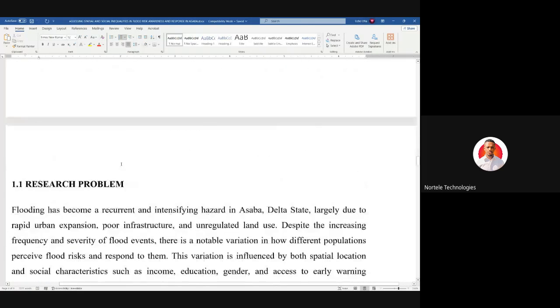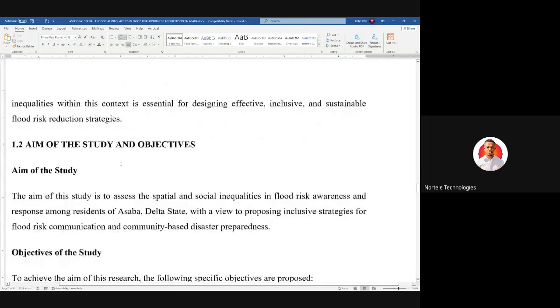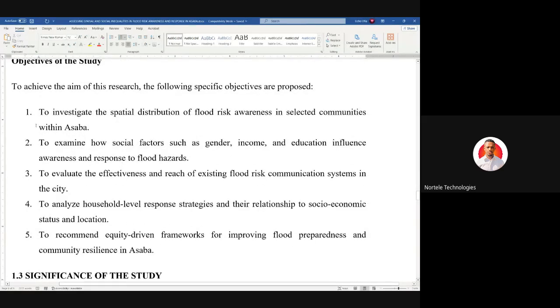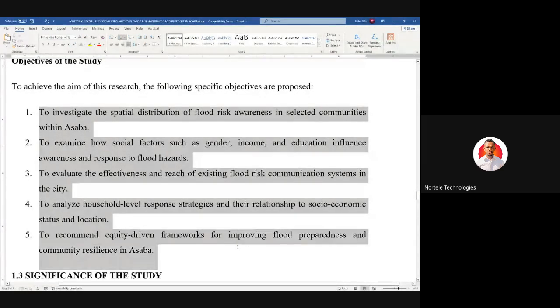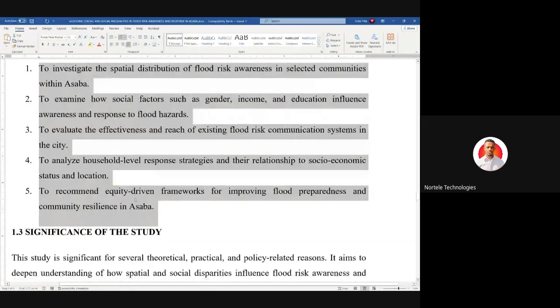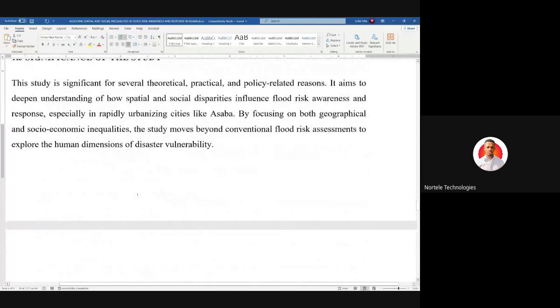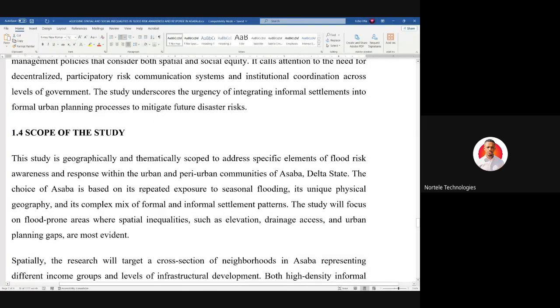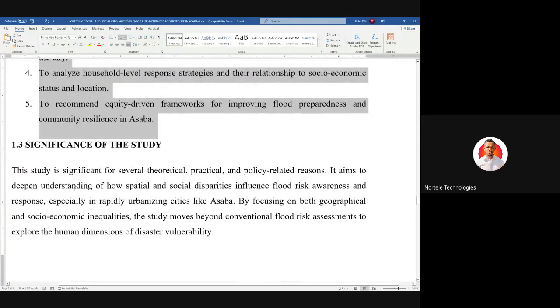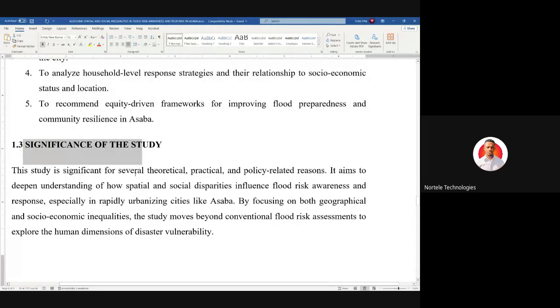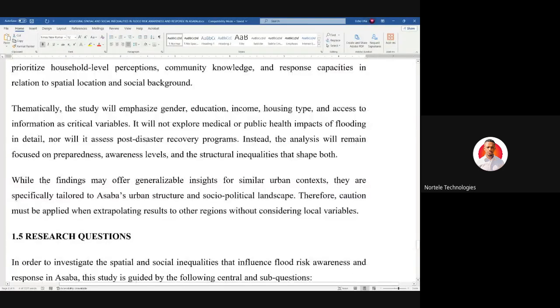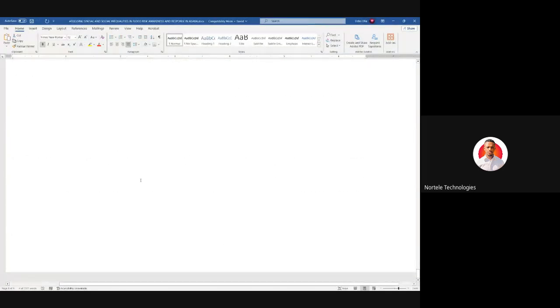So it's well advised that even now that you've started your work, go through your objectives and make sure they are derived, because this is the foundation. They might ask you to redo your work if your objectives are not derived from your variables of study. This is very, very important. Another place that people usually have issues is the difference between significance of study and justification.